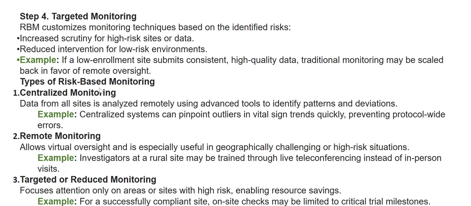Types of risk-based monitoring: RBM. In spite of the order, we have centralized monitoring, remote monitoring, and targeted or reduced monitoring. So centralized monitoring is when data from all sites is analyzed remotely using advanced tools to identify patterns and deviations. Example, centralized systems can pinpoint outliers and vital sign trends, quickly preventing protocol-wide errors or bias.